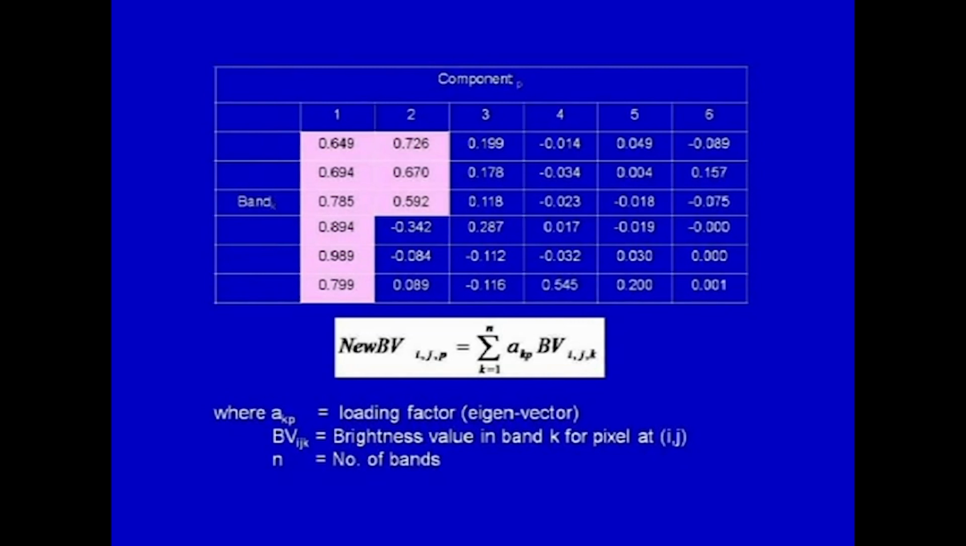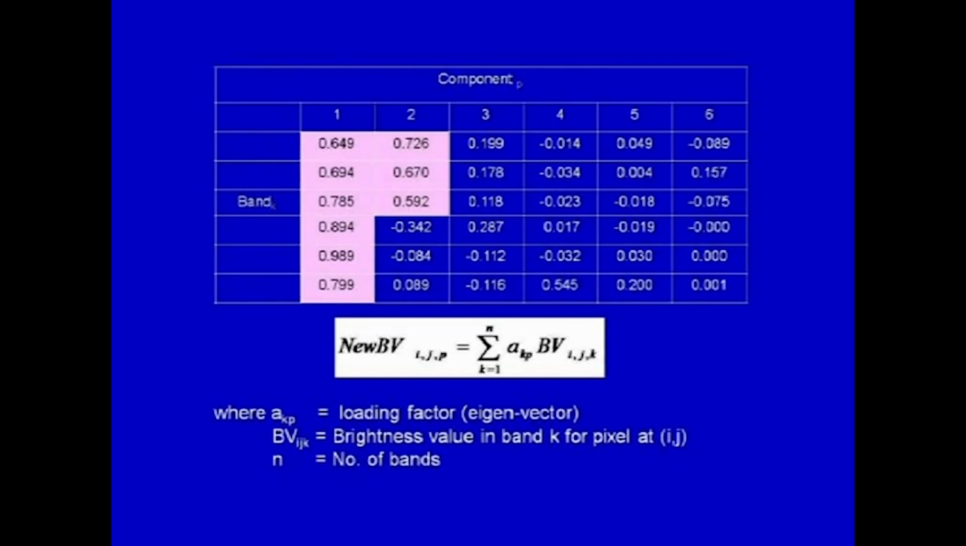Having done this, we can now compute the brightness value of each of the component images by this particular relationship, wherein the eigenvectors of each can be multiplied by their corresponding brightness value in the corresponding band, and we take the sum of all these to generate the brightness value in this particular component image.